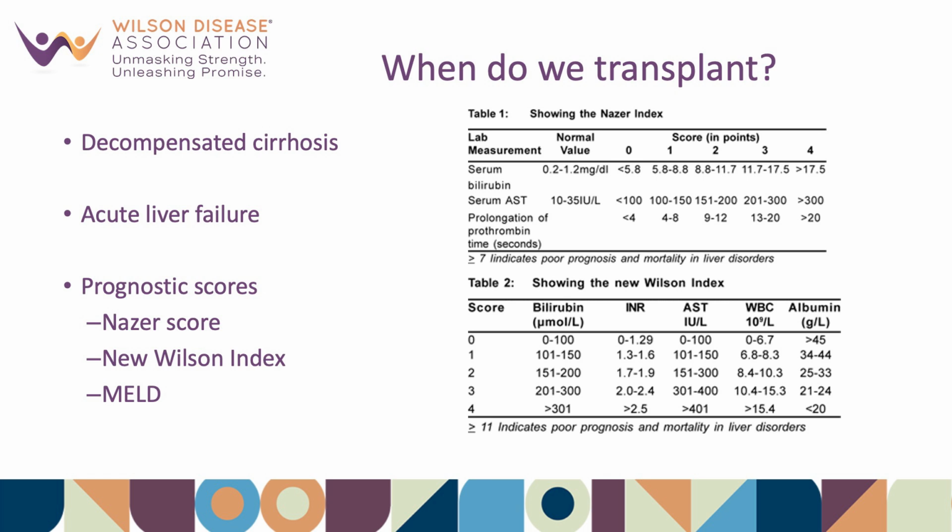And so we use these prognostic scores, the Nazer score, which is shown here. These are all obtained from your blood work, and we calculate to see where the trajectory of our patients is going, whether we need to really move forward towards transplant. Another score is the New Wilson Index, again also blood work that we obtain from our patient to do the scoring system, and of course the MELD score as well.